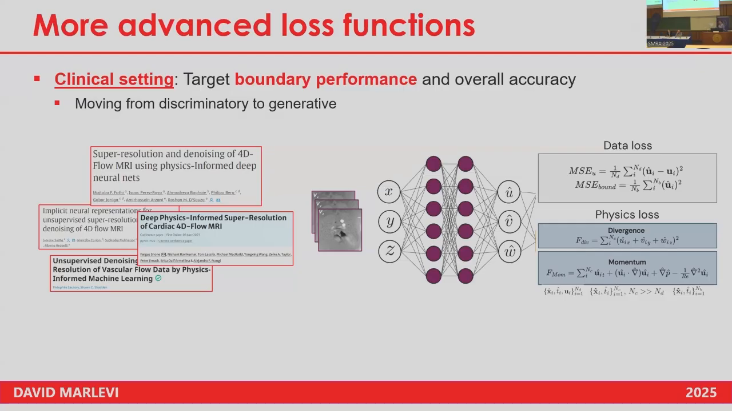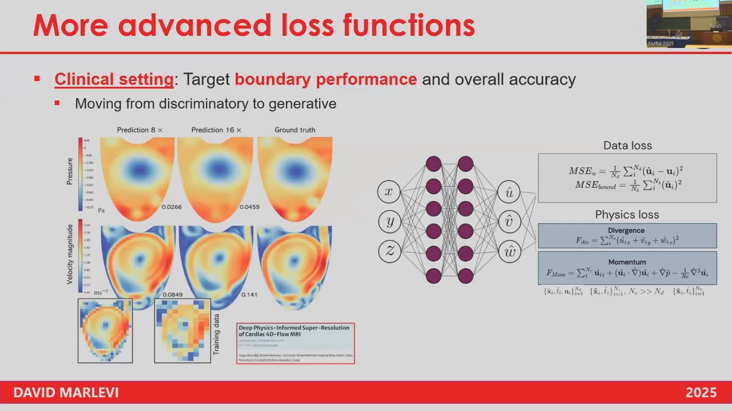This has been explored across several works that I've highlighted on the screen, and the benefit there is that we can, in principle, have an arbitrary upsampling when it comes to resolution. And when we solve a physics-based loss, we don't just get upsampled velocities, but we also get the coupled pressure fields from that.